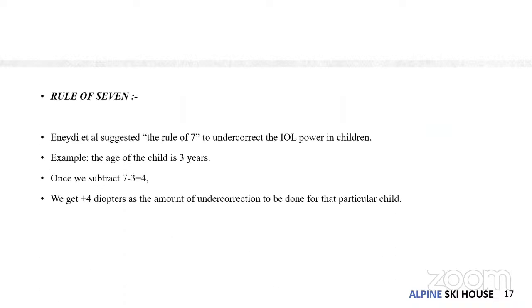The rule of seven, by Nad et al., suggests the rule of seven to undercorrect the IOL power in children. The example is a child whose age is 3 years. We subtract 7 minus 3, which is equal to 4. So we get 4 diopter as the amount of undercorrection to be done for that particular child.